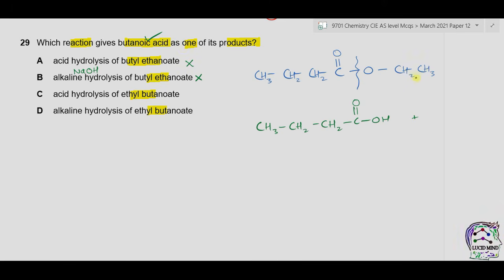And second part is alcohol. We have 2 carbon alcohol that is formed, which is ethanol. Again, if it was alkaline hydrolysis, for example sodium hydroxide was used in hydrolysis, this carboxylic acid hydrogen would be replaced by sodium. So this product was sodium butanoate along with the same alcohol that is produced. So as C produces butanoic acid as one of the products, therefore this is the correct answer.